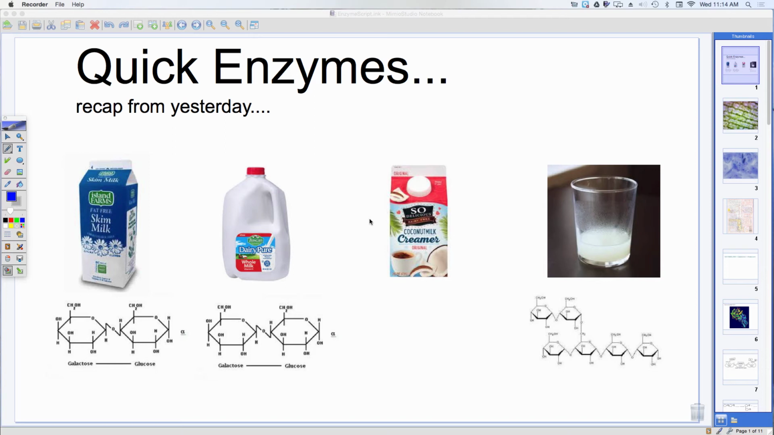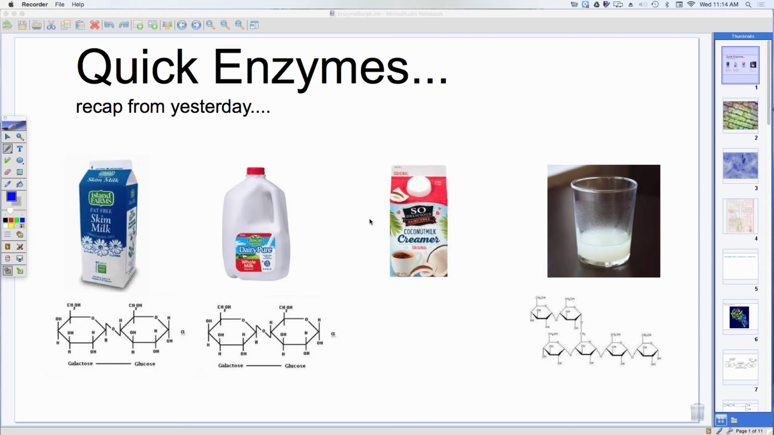So today, I'm going to try to keep this at a 10-minute discussion about enzymes and just remind you what they are, what they look like, what they do, and then apply that to the lab that we did at the end of the hour.